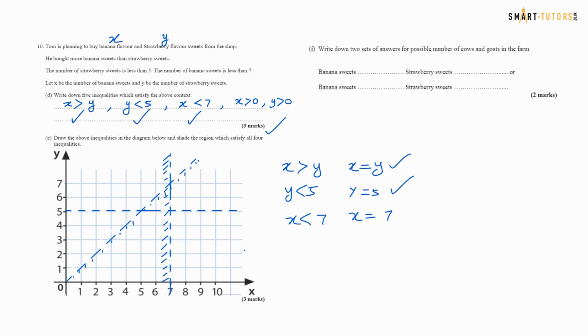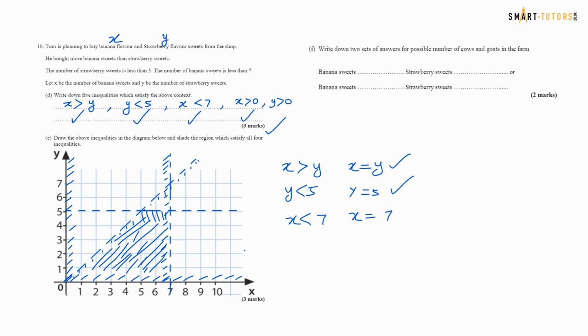x is greater than 0. So x is greater than 0 means it's going to be like this. And that's done. So y is greater than 0, like this. Right. So now the only thing I didn't do is y is below. This one is below. Right. So basically we got the shaded region somewhere here. So this is the shaded region.